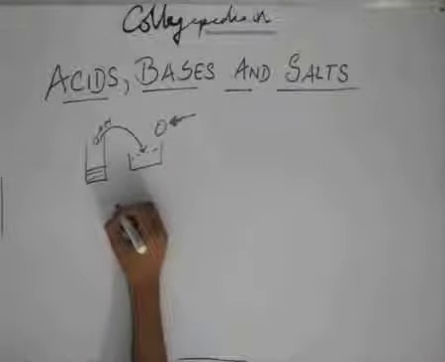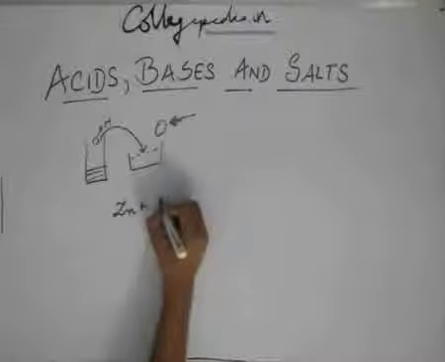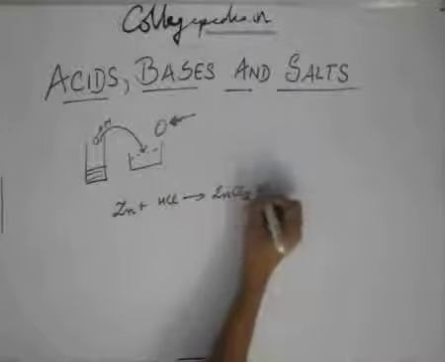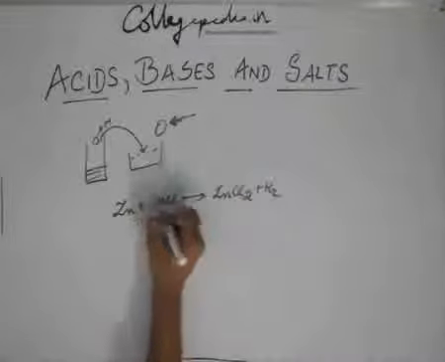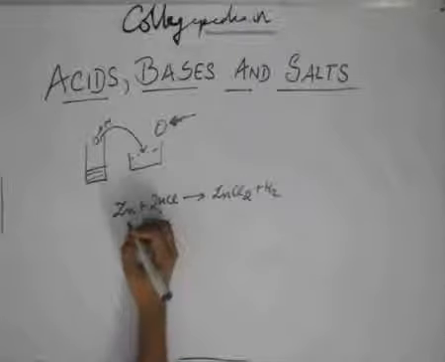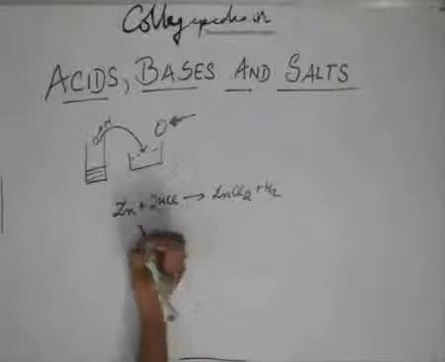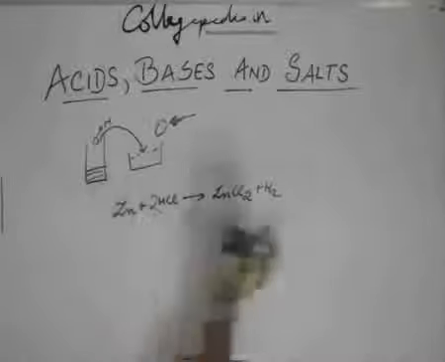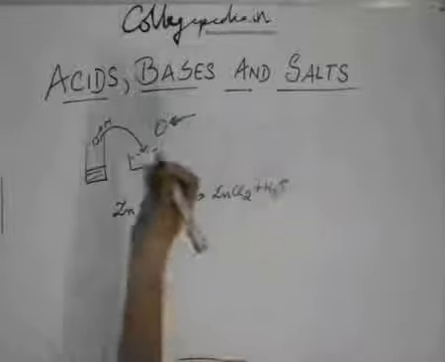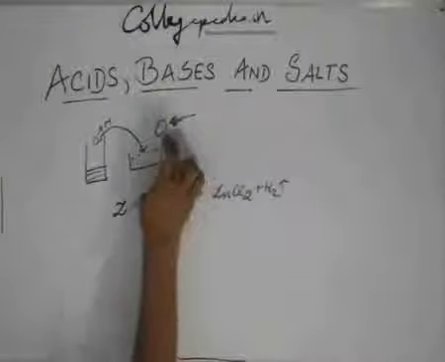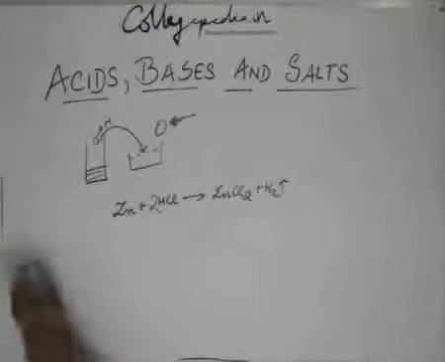And again write the equations like Zn plus HCl gives ZnCl2 plus H2, and balance the equations also. That is also very important. Unbalanced equations won't bring you marks. And then you had these hydrogen bubbles, and due to this hydrogen in the bubbles, this matchstick exploded.